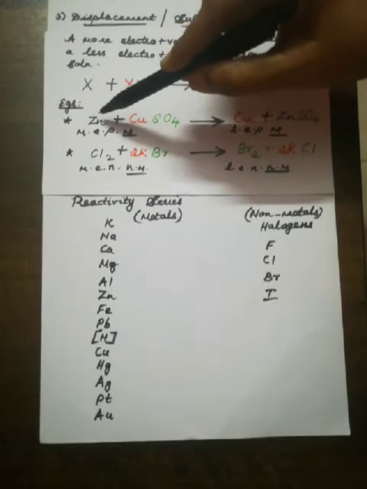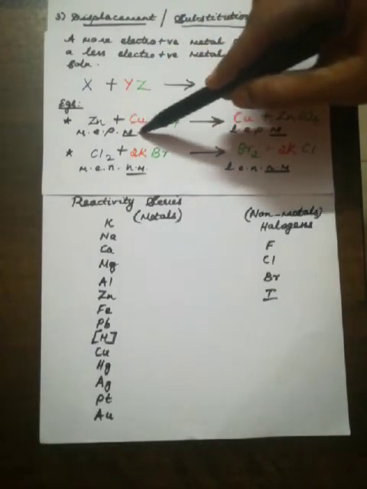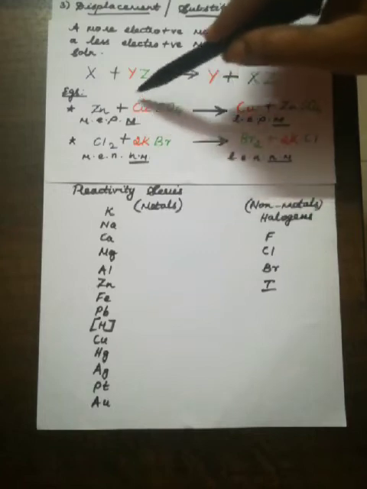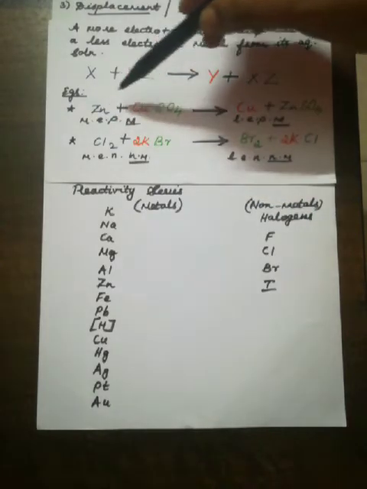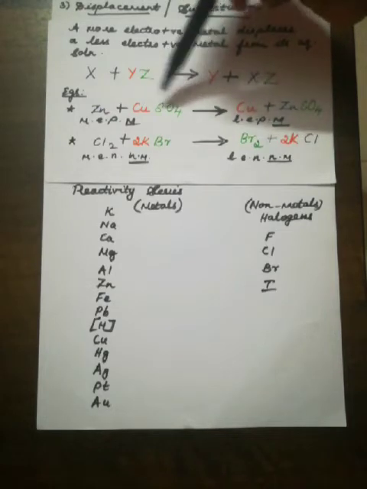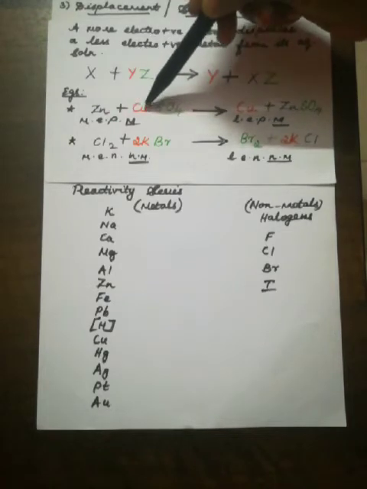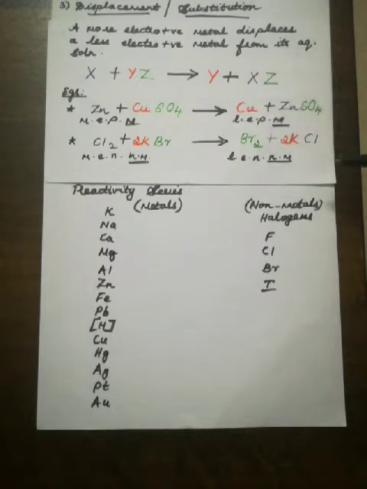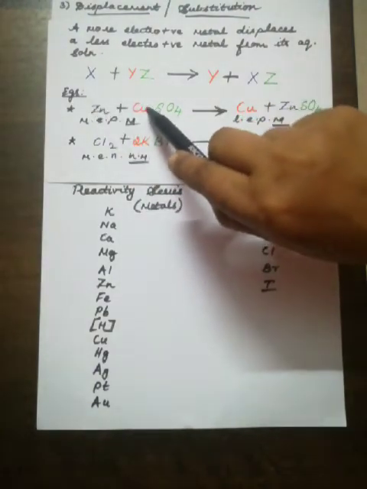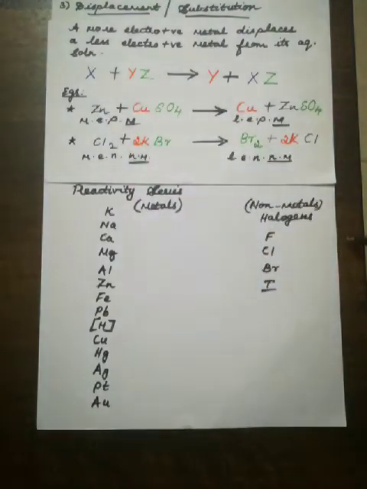That means the more electropositive metal is going to displace, it is going to remove, it is going to substitute in that place. So I have given it in different colors. See, zinc is blue, copper is orange, and sulfate is green. So zinc is going to occupy the copper place and the copper is being displaced, or we can say it has been substituted. Zinc is substituting the copper place. That is what we call a displacement reaction.